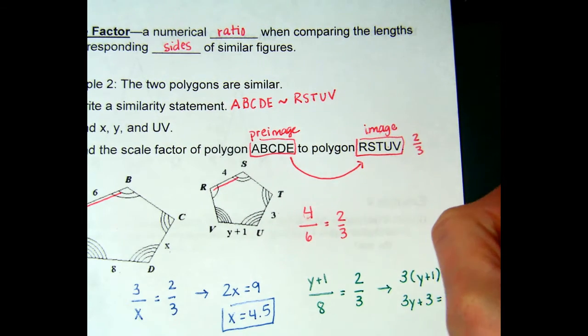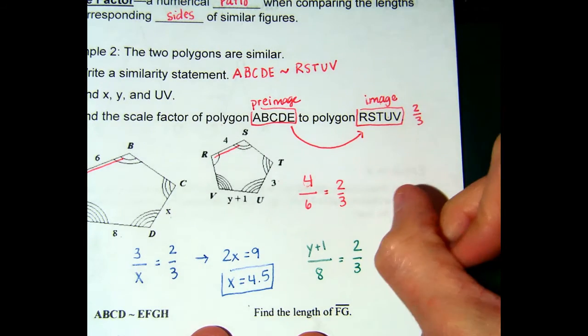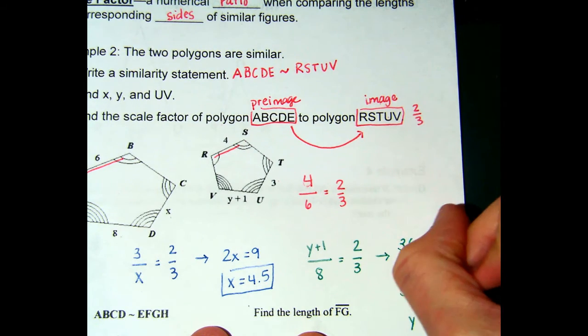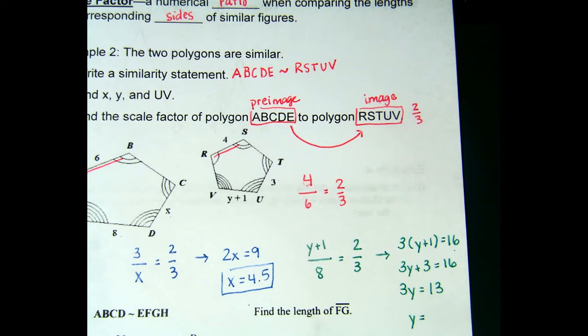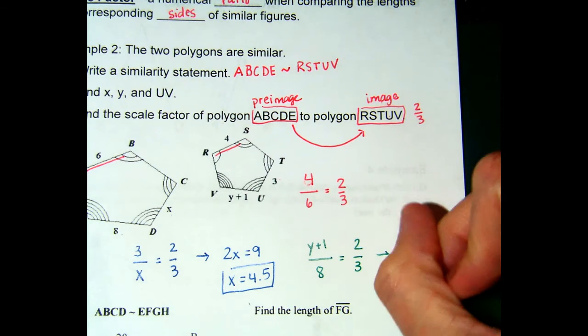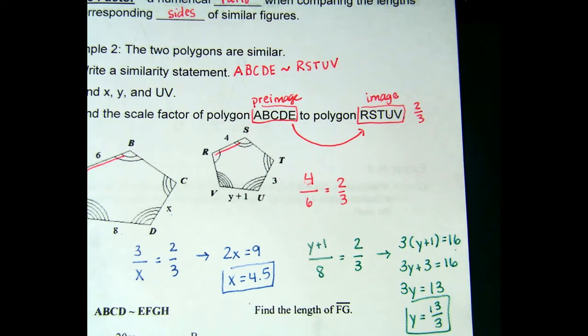That equals 16. I'm going to subtract 3. 3y equals 13. I'm going to divide by 3. Y equals 13 divided by 3. I'm going to leave it as an improper fraction for now, 13 over 3. That's the next part of the answer.